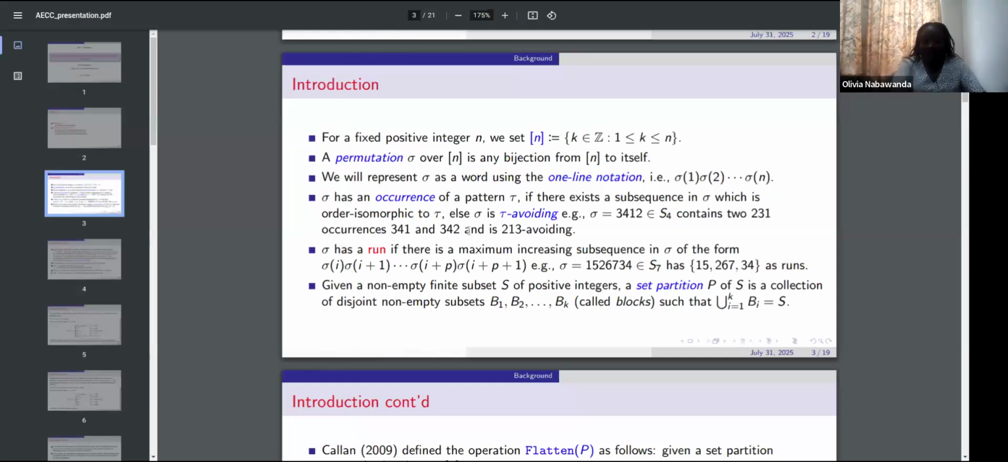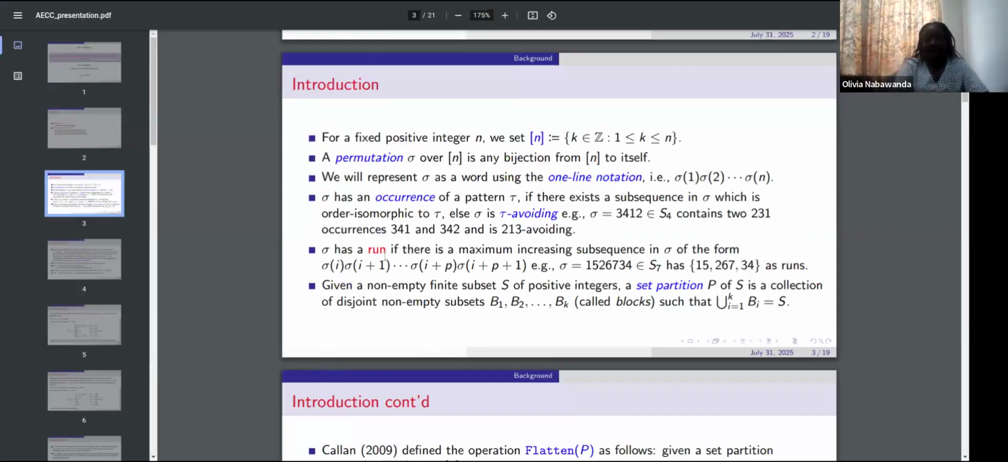And because this permutation consists of subsequences which are order isomorphic to 2, 3, 1, then it contains an occurrence of this pattern. And we can also observe that this permutation is 2, 1, 3 avoiding, because within it we cannot find any subsequence that is order isomorphic to 2, 1, 3. So this definition will be very helpful to us as we move on.